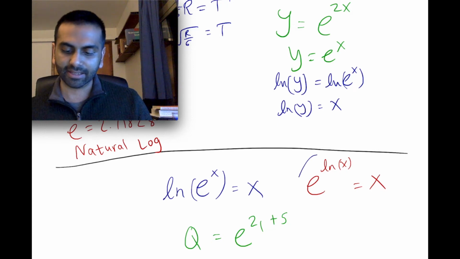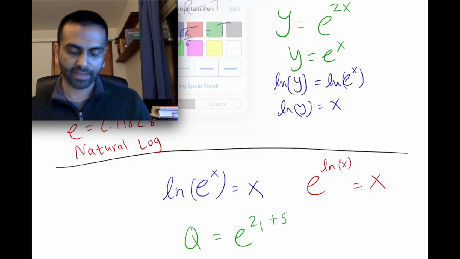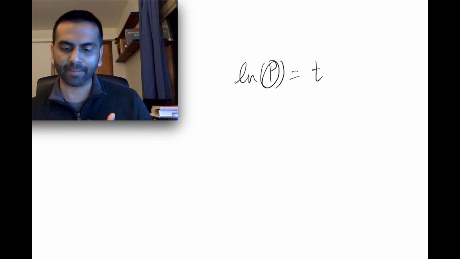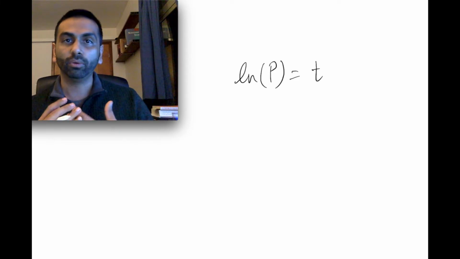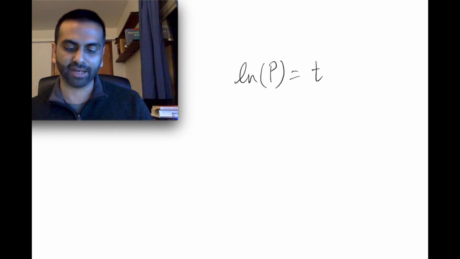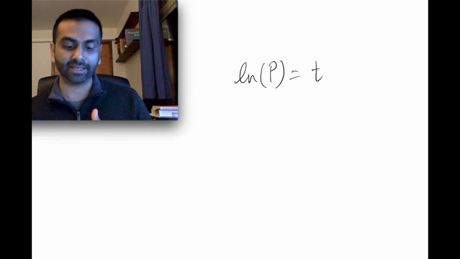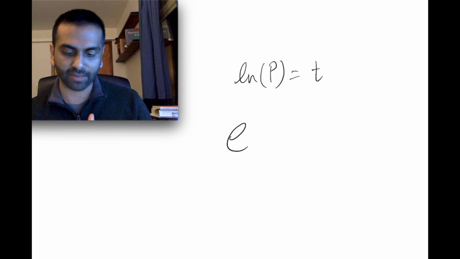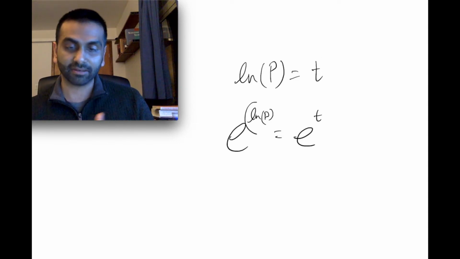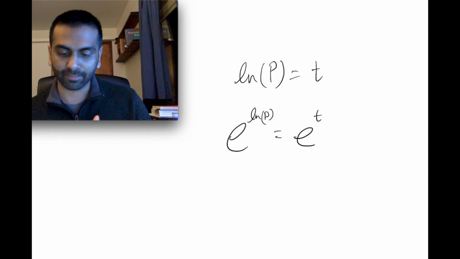And this rule also applies if you have the ln of something and you take the e. So for example, a different question: suppose you had ln of p equals t, and I said solve for p. How do you get p out of that log? Well, you essentially exponentiate both sides, meaning you put both sides as the exponent of e. You say e to the power of whatever this side was, ln of p, should equal e to the power of whatever this side was, t. Because if this really equals t, then e to the power of ln of p should equal e to the power of t.